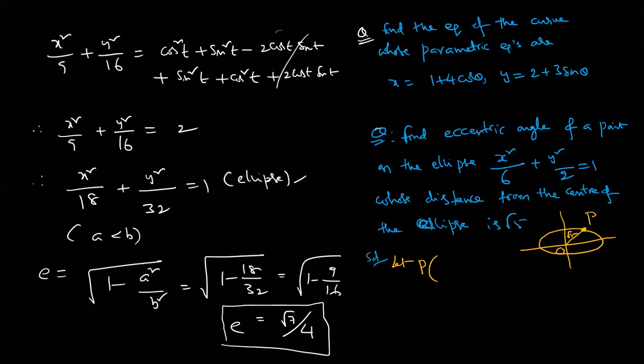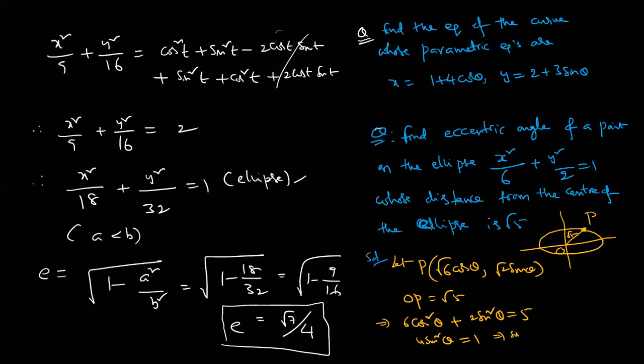A cos theta. Dear student, what is the a? That is root 6 cos theta. b means root 2 sin theta. Then what is the distance between the center of the ellipse and P? That is, OP is equal to how much is given? Root 5. So apply squaring on both sides. 6 cos square theta plus 2 sin square theta is equal to 5. So eliminate either cos or sin. You can get 6 minus 4 sin square theta, so minus 4 sin square theta is equal to 1 is coming.